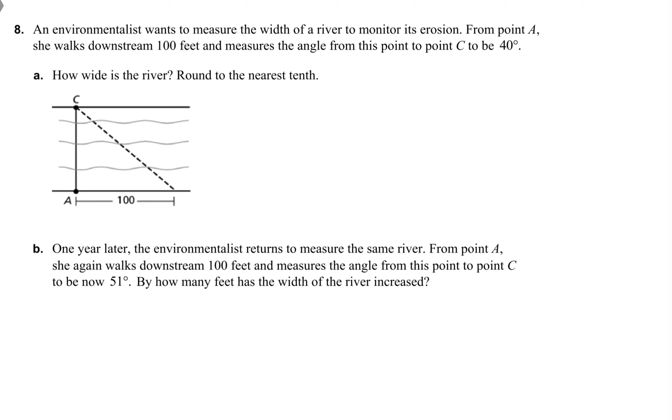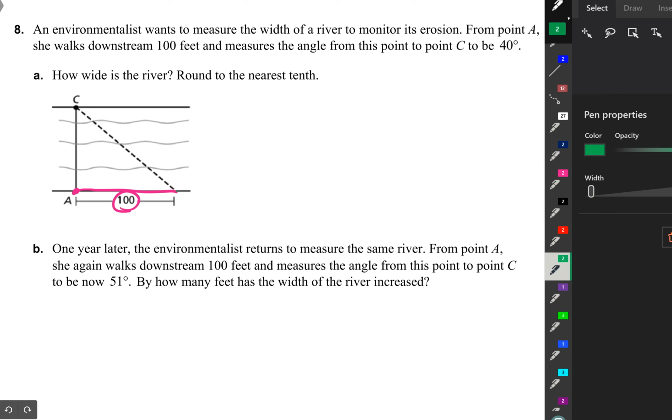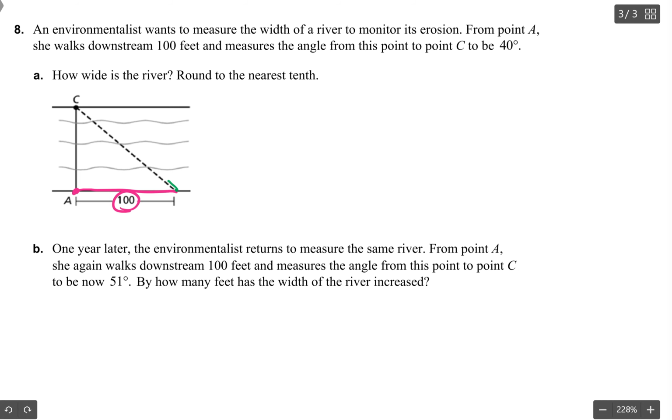An environmentalist wants to measure the width of a river to monitor its erosion. From point A, she walks downstream 100 feet. So here we are from point A, walking downstream 100 feet, and measures the angle from this point to point C to be 40 degrees. So from this point here up to point C, so this dashed line here, that angle inside here is 40 degrees. We want to know how wide is the river. So what we're looking for is this length right here, AC.